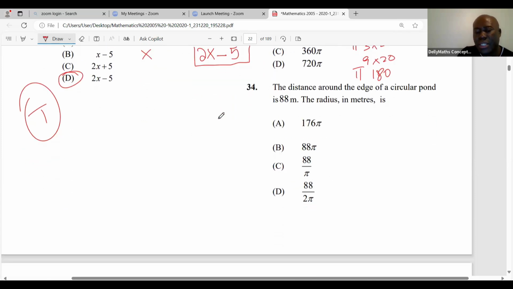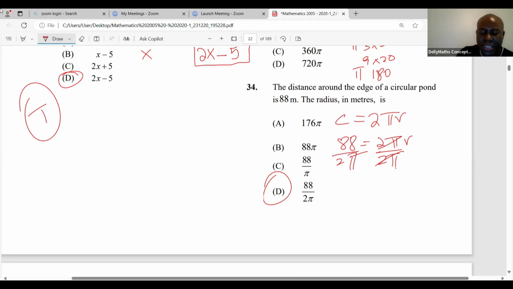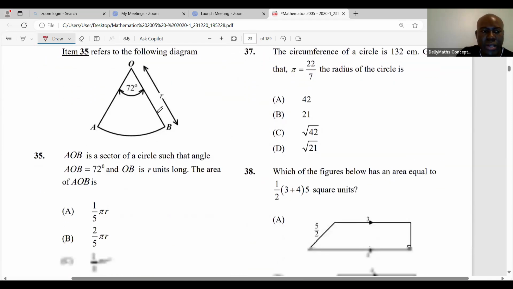The distance, this says the distance along the edge of a circular pond is 88. Then the radius is what? Distance along the edge is referring to circumference. Circumference is equal to 2 pi r. So 88, which is the distance along it, equals 2 pi r. So I want to divide by 2 pi because I'm trying to find r. 88 over 2 pi is r. 34 is the answer, and we're good. Let's go to see what 35 is.